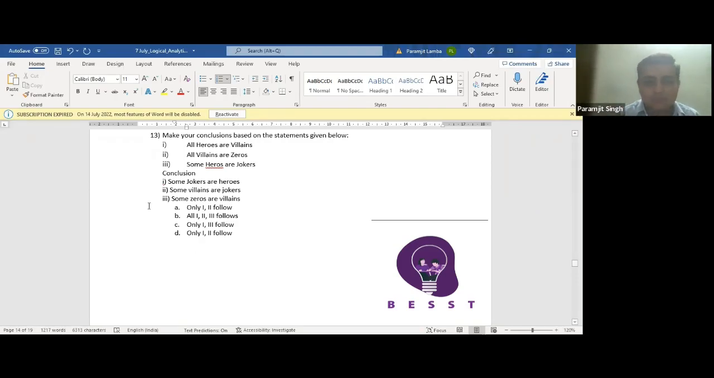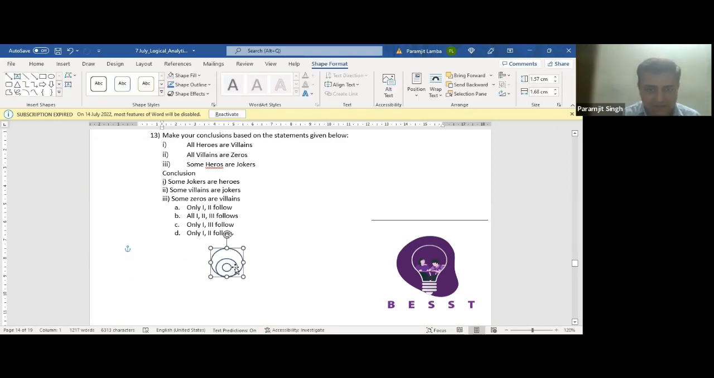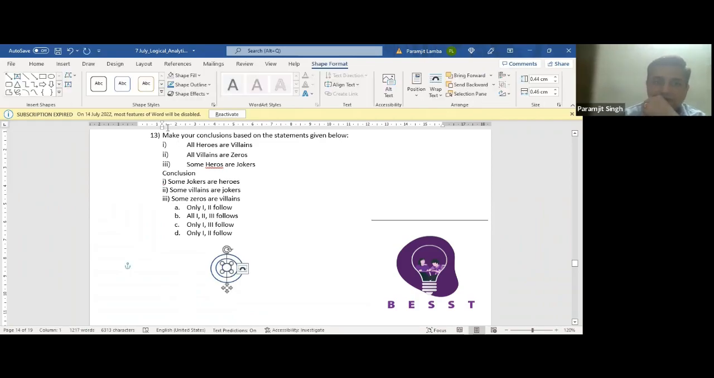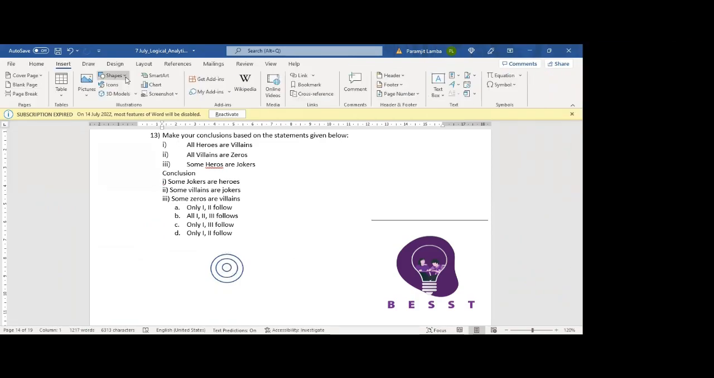Now you have to choose between these four. Only 1 and 2 are true, or all 3 are true, or only 1 and 3 are true, or only 1 and 2 are true. Which one will you choose? I have drawn the first two. Here I have drawn all heroes are villains, all villains are zeros. Now what will you do? Some heroes are jokers. Some heroes, this one, are jokers. Sir, options A and D are the same.